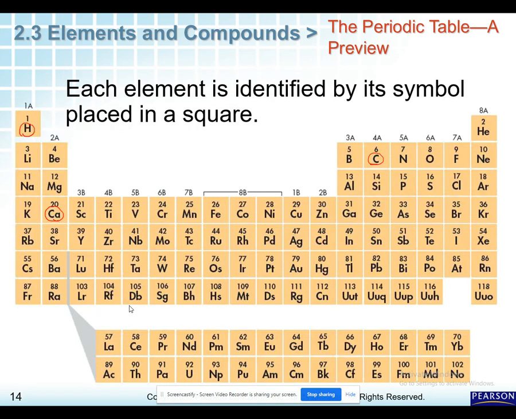So let's take a look at that. So here's your first period, second, third, fourth, fifth, sixth, and seventh. So you read it across. See how the first one only has 2 elements, whereas the second one actually has 1, 2, 3, 4, 5, 6, 7, 8, and so on.